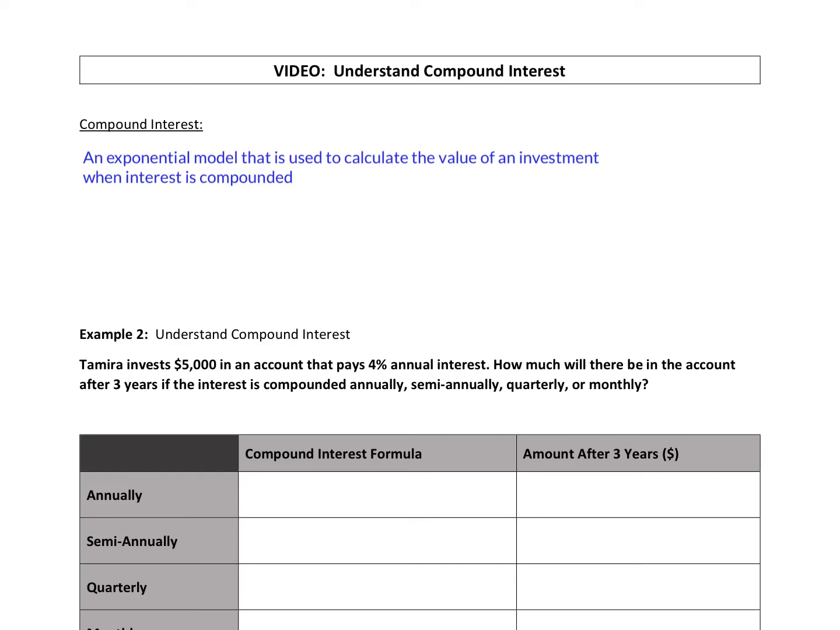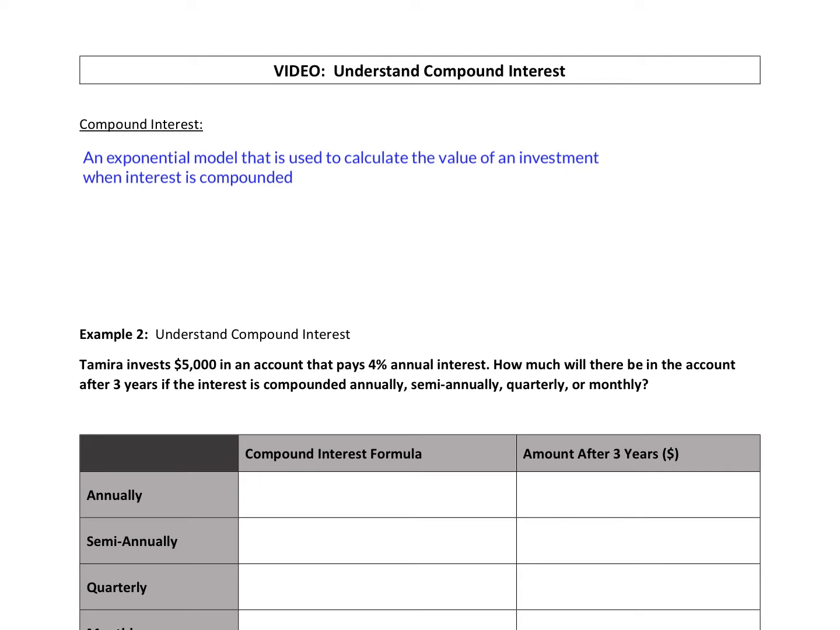Alright, we're going to talk about compound interest. So here's a definition for you to put into your notes. Compound interest is an exponential model that is used to calculate the value of an investment when interest is compounded. So what we're talking about is we're investing in some way, we're earning interest on our investment, and compounded means that we are calculating the interest a certain number of times in a year, and that's different depending on how you have invested your money.